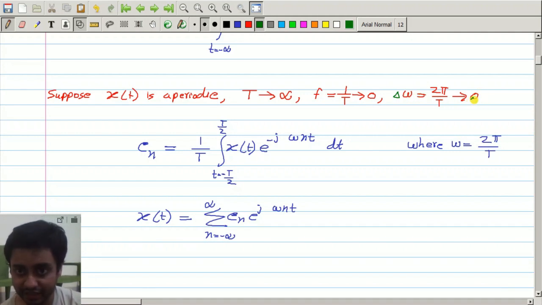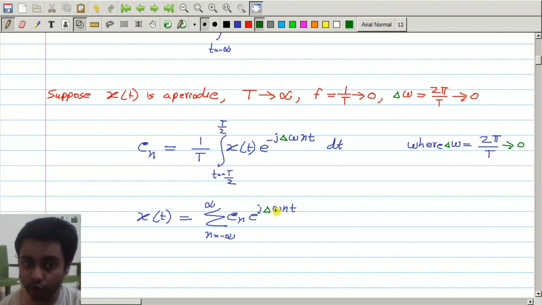Then for this x(t), I can calculate Fourier coefficients in the usual way, except that I will use the symbol delta omega, where delta omega is 2 pi over T, which tends to 0. And once we have these Fourier coefficients, then we can write the original signal x(t) as a sum of complex exponentials, except that now I have to use delta omega, where delta omega is a very, very small number.